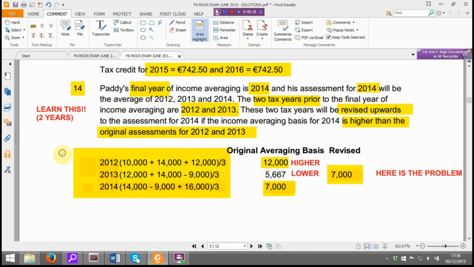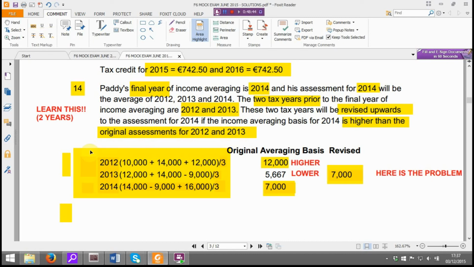In other words, these 2, the 2012, 2013. Remember that from here, 2014, that's when he's reverting to the normal basis. So it says that those 2 years will have to be revised upwards, so increased to the assessment for 2014, if the income averaging basis for 2014 is higher than the original assessments for those 2 years.